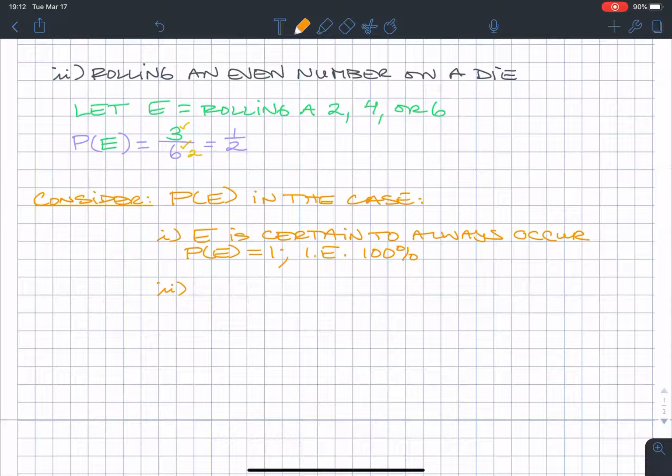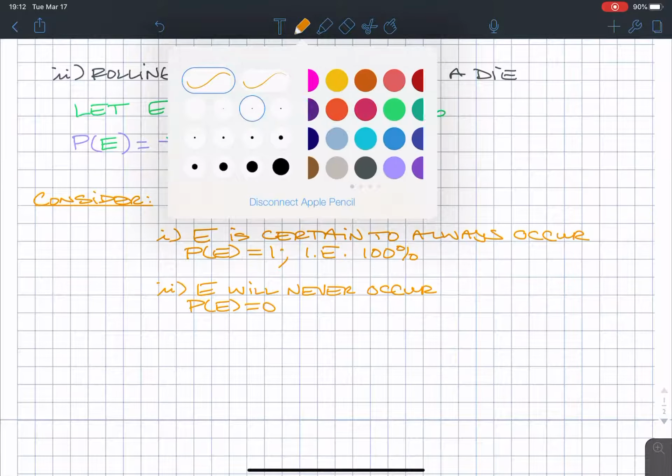Analogously, let's say E will never occur. Well, the probability of something that's never going to happen is 0, right? So I hope that intuitively makes sense.